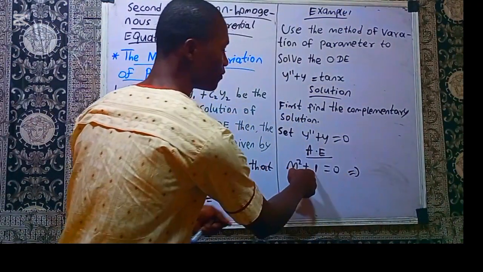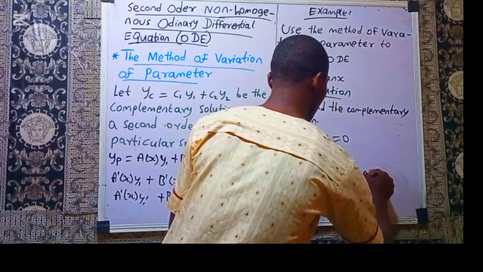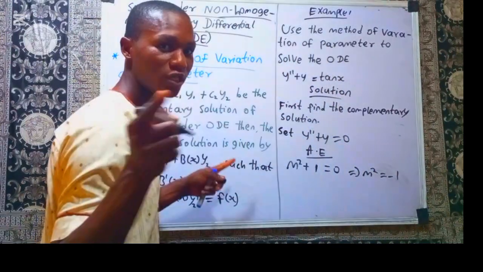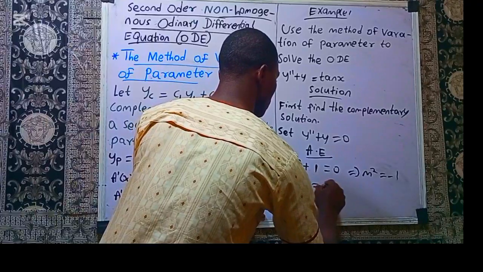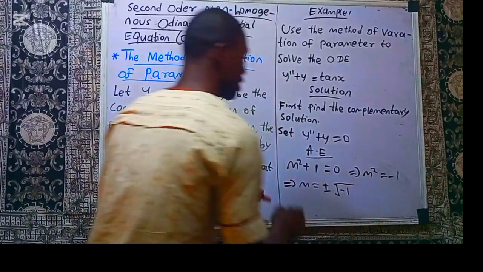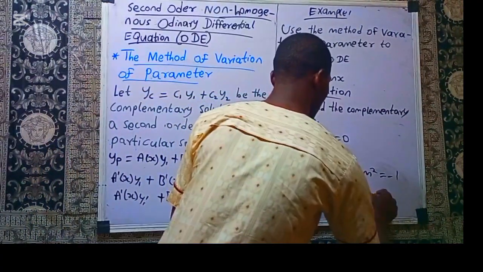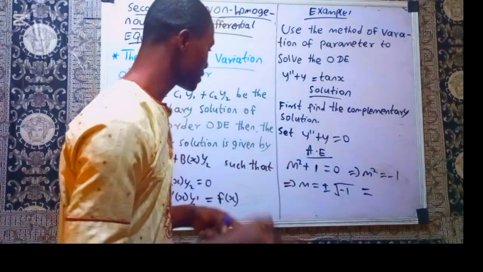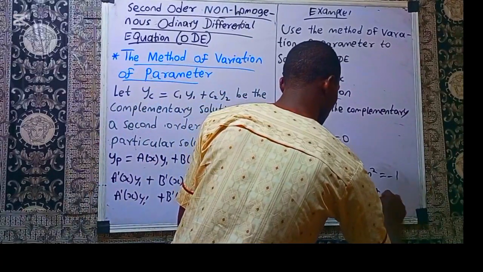So this implies I can move positive 1 to the right. It will change to negative 1. So this implies that m squared equals negative 1. Right? To get m, you take the square root of both sides. So this implies m equals plus or minus the square root of negative 1. I took the square root of both sides to get m. So what is the square root of negative 1? It is i, right? So this is plus or minus i.